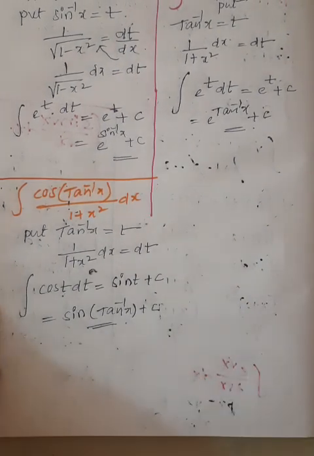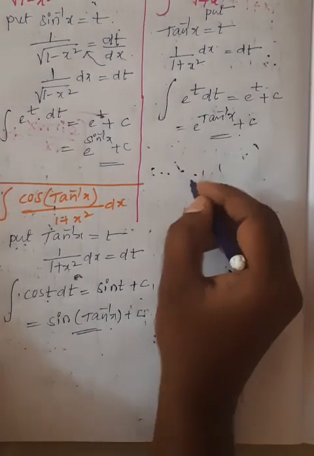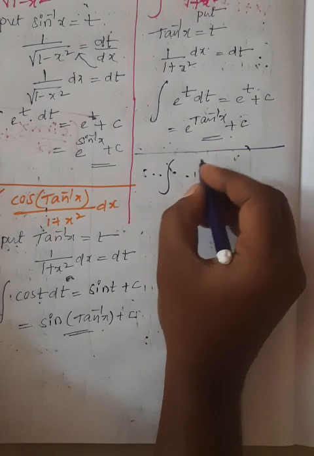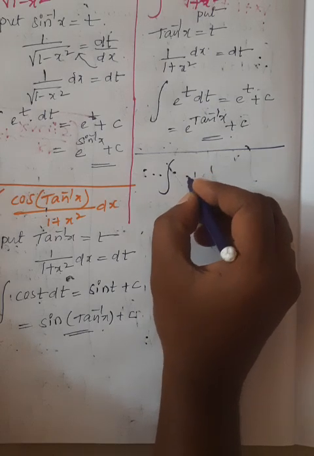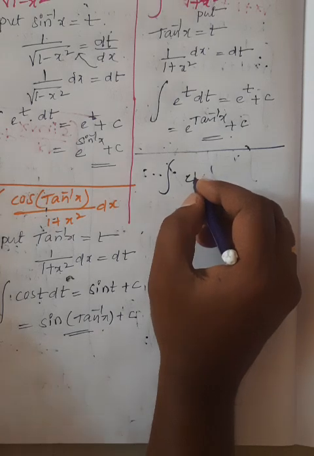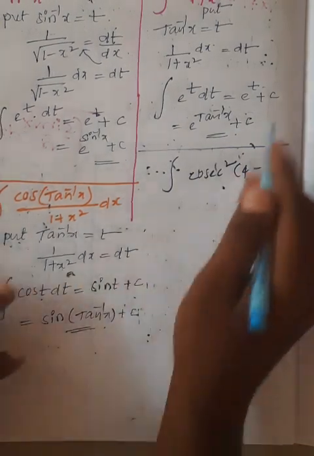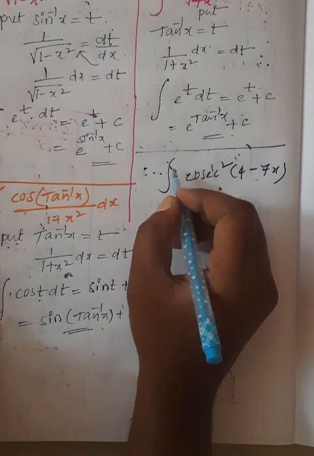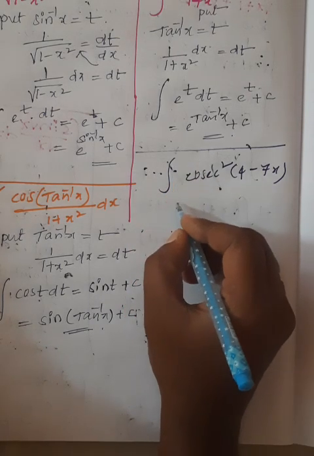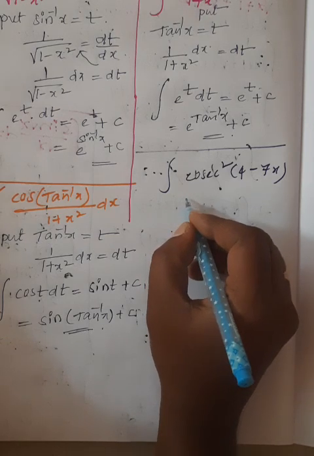Similarly, we can take one more question as integration of e power... So here we have given integration of cosec square 4 minus 7x. So here also we have to put 4 minus 7x is equal to t.